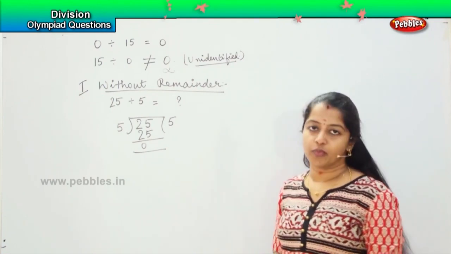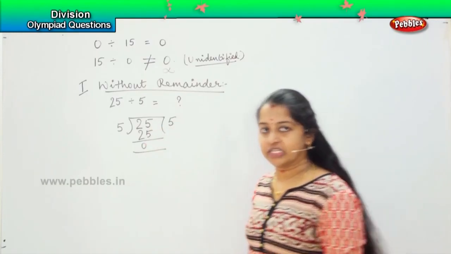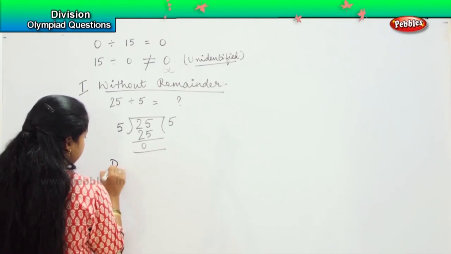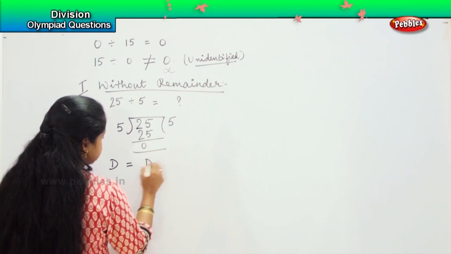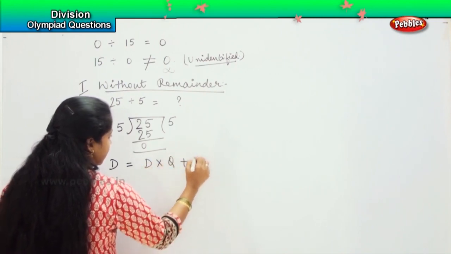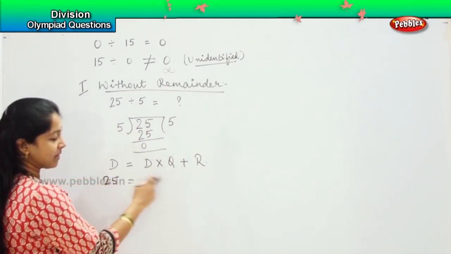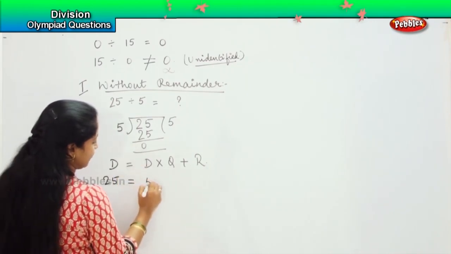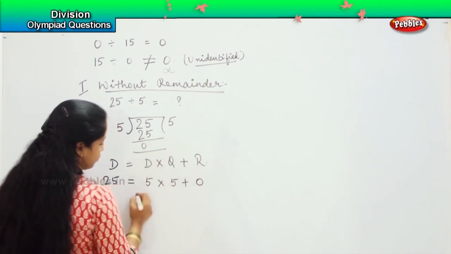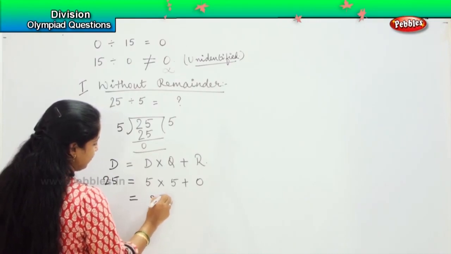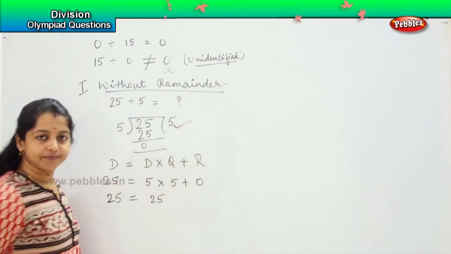So, if you remember, I told you a formula to check, right? To know whether this answer is right, I need to get this 25, my question, back. What we learned is: dividend is equal to divisor into quotient plus remainder. My question was 25, and I need to check whether this and my answer are the same. So the divisor is 5 into the quotient, which is also 5, plus remainder 0. 5 into 5 is 25 and my question is also the same, which means that my answer is correct.